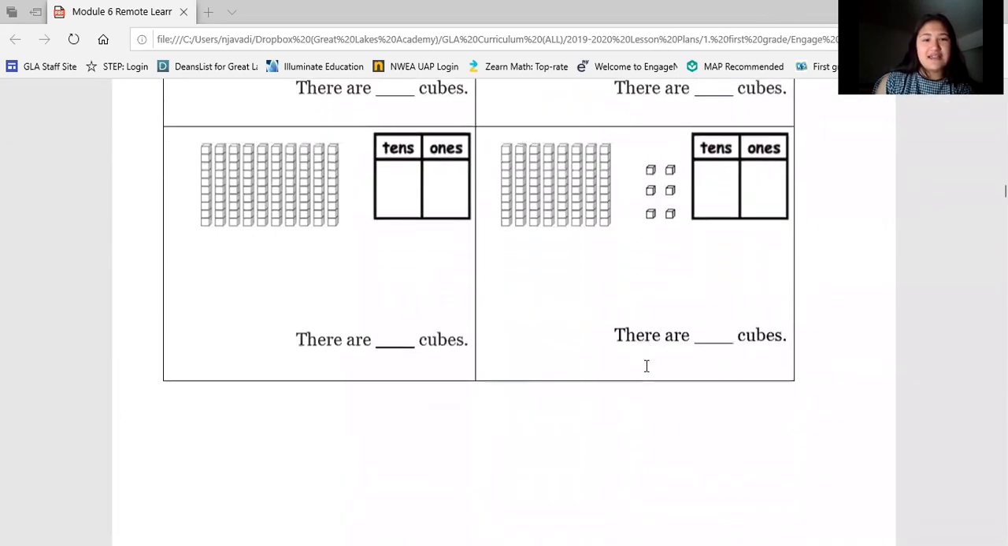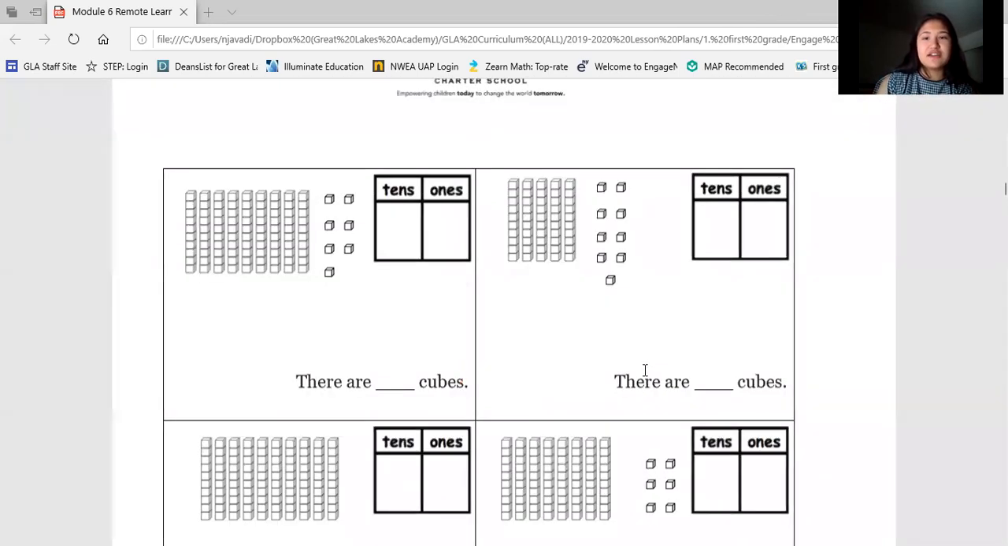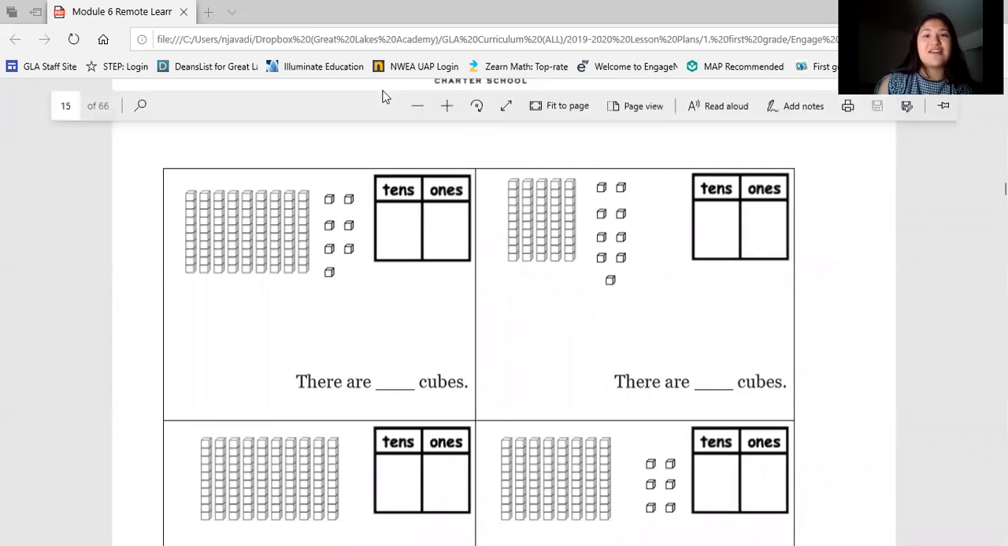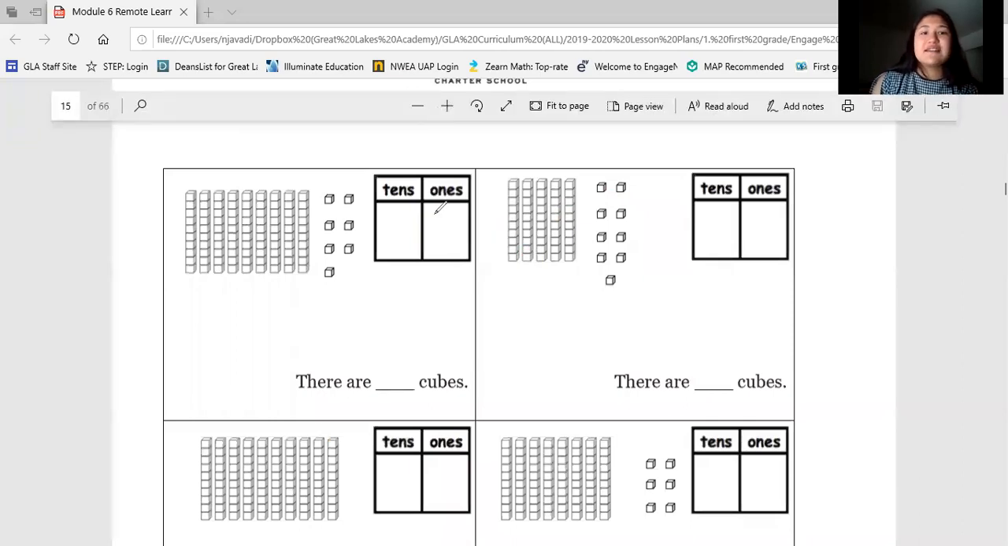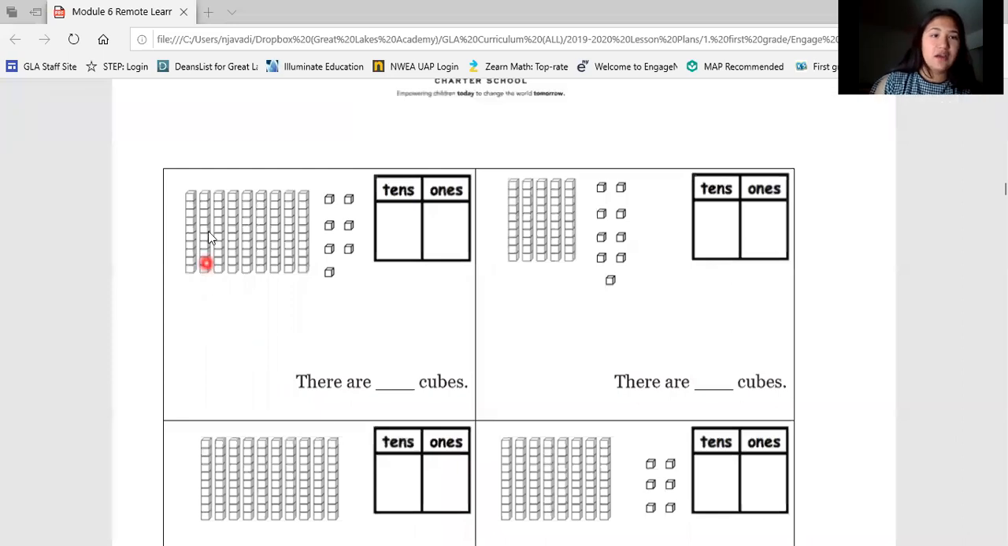Now let's look at this box together. We are going to do the top 2 boxes together, then it's your independent practice. So I'm looking at this one and this one. First thing that we are going to do is find the total number of cubes that we have in our picture. So I need to count all of these cubes and write it here. Let's start counting. We have 10, 20.